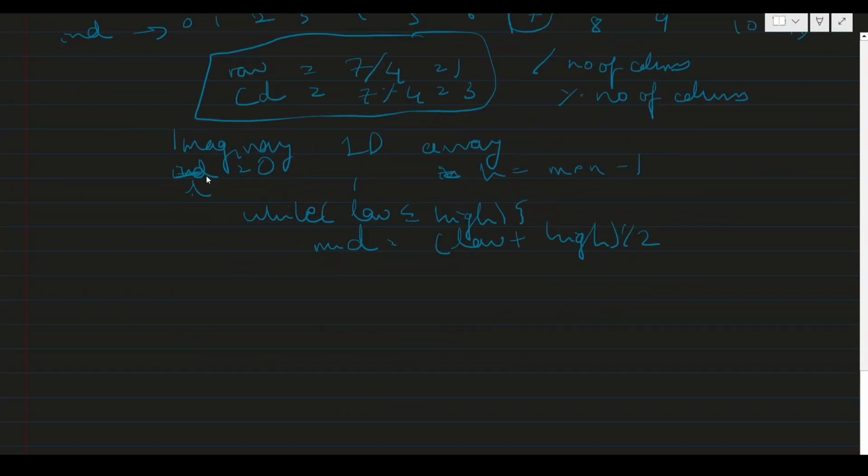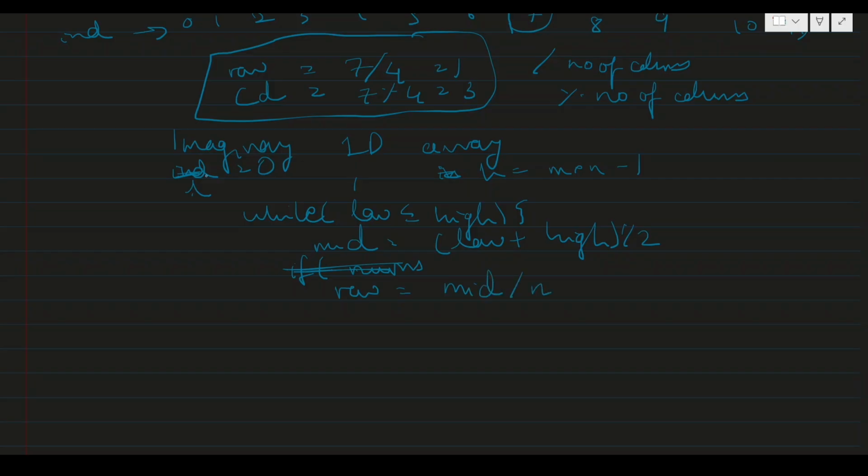Before comparing, we haven't converted this into a 1D vector, right? So we need to find the row number. As we got from the earlier formula, the row number will be mid by n, and the column number will be mid mod n. Then we'll compare everything in terms of the original 2D nums matrix, and we'll just move the mid, low and high pointers in our imaginary 1D array.